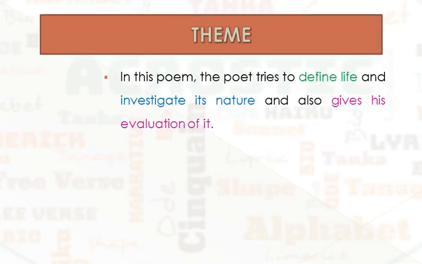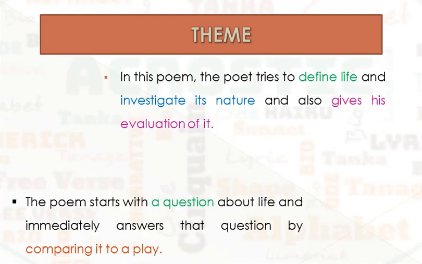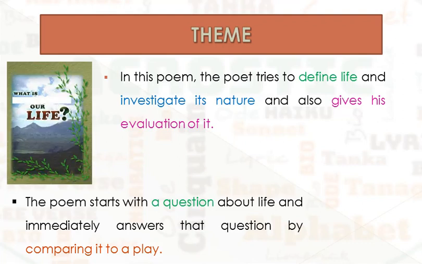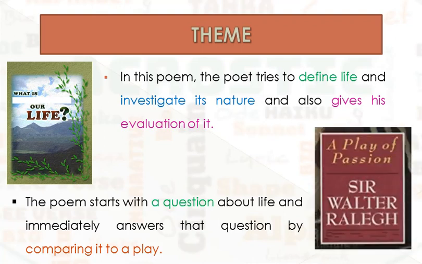Now, having known the form and rhyme of this poem, what about its theme? What is the main idea or ideas used in this poem? Well, in this poem, the poet tries to define life and investigate its nature, and also gives his evaluation of it. The poem starts with a question about life, what is our life? And immediately answers that question by comparing it to a play of passion.